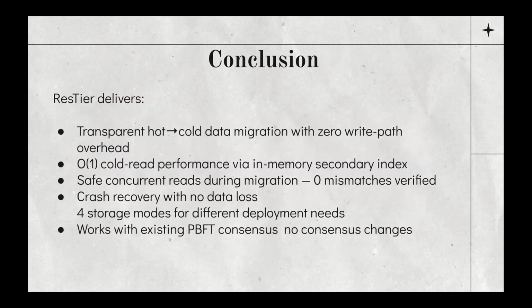So in conclusion, ResTier successfully delivers tiered storage for ResilientDB with no write path overhead, one cold reads, and zero data loss. It plugs into the existing PBFT consensus infrastructure without any consensus layer changes, making it a practical and deployable solution.